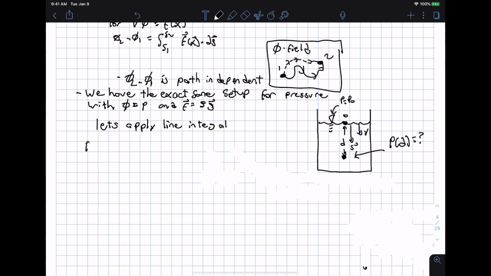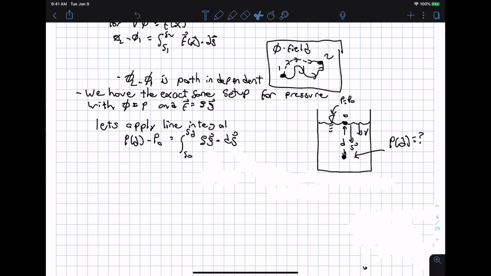And so we have P of D, which is the end of our path, minus the pressure at the start of our path, which is P naught, equals the integral from the beginning of our path, S naught, to the end of our path, S, I'll call that some path length at D, times our vector function, which is rho g, dot with ds. Okay? And I'll move this over a little bit more.